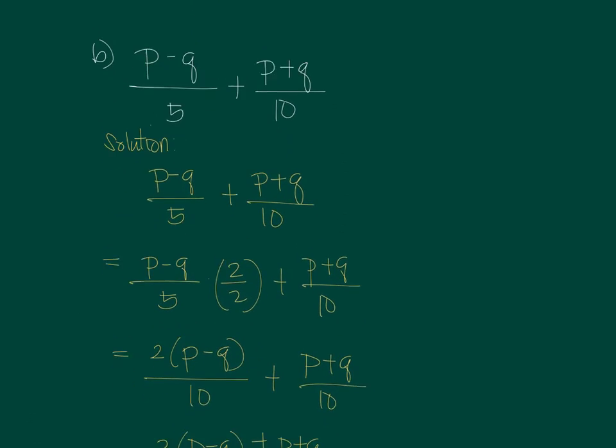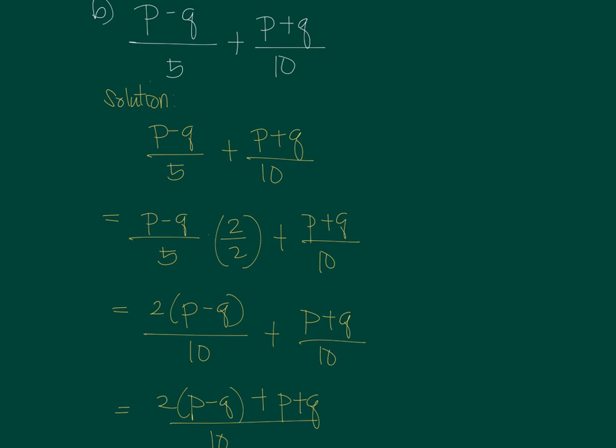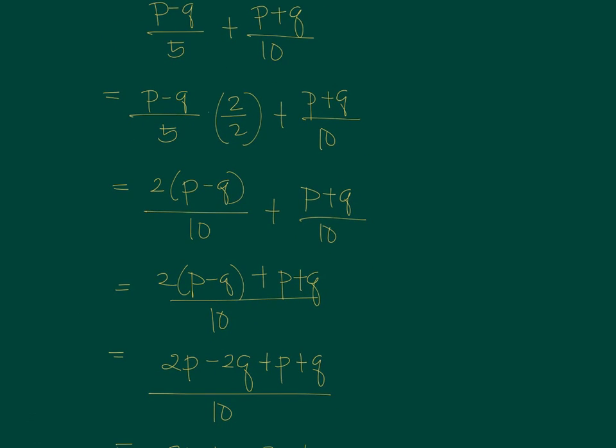And then you don't need to do anything on the p plus q over 10 because the denominator is already 10. So once you have the 2 over 2 multiplied to p minus q over 5, that will mean 2 times p minus q. You can write that in this form. That's 2 times p minus q. 5 times 2 is equal to 10. And now that the denominators are the same, you can make a single fraction. Then you have the 2 times p minus q, and this is your p plus q.